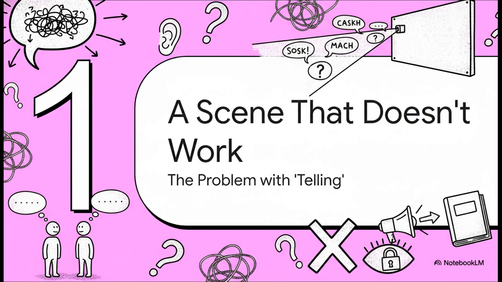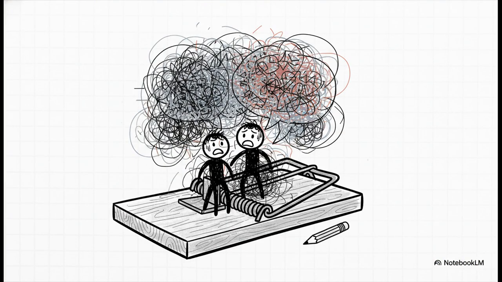Okay, so first up, let's break down a scene that just plain doesn't work. This is what happens when the story is told to us through a bunch of dialogue, instead of being shown to us through action. It's that classic advice you always hear, right? Show, don't tell. Well, this is the problem in action. And here it is. This is the trap.